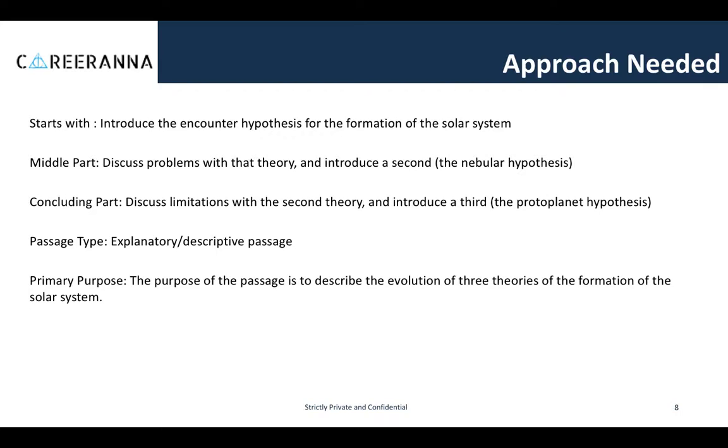That's it. That was as simple as this. The nebular hypothesis, the protoplanet hypothesis, and the different kind of hypotheses were used. But the major purpose was to describe the evolution of the 3 theories of formation of the solar system. That was the primary purpose of the passage. In case you do not agree, you can go back in the video and have a relook at the passage, reread it, and come back to this part of the video so that we can move ahead and solve certain questions.